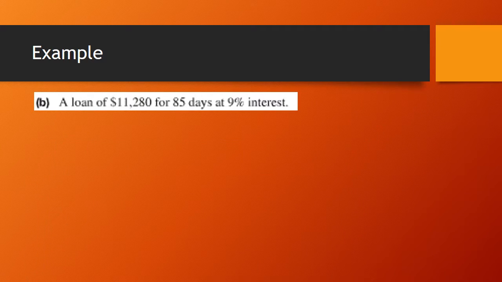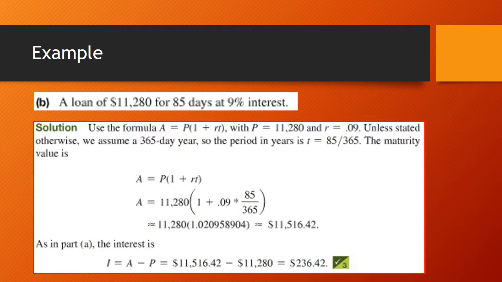Try this similar example. Pause the recording to give it a try. Resume the recording to check your answer. Pretty much what we just did, just different numbers this time. Notice that for time, it's going to be 85 out of 365. Sometimes they will tell you to use a different number for the number of days in the year, like maybe 360. But unless they give you a specific instruction like that, assume that there are 365 days in the year.